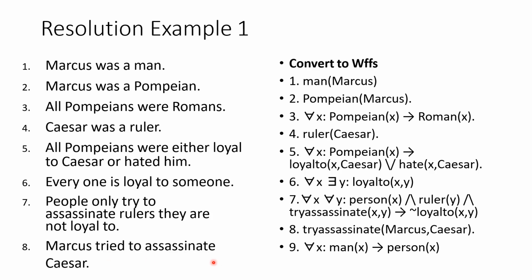Then Marcus tried to assassinate Caesar. Try to assassinate Marcus comma Caesar. Then here we can see man Marcus is there, and here we have used person x. We know that person and man are the same, so we can write it as an additional WFF. So here I am writing for all x, man x implies person x.